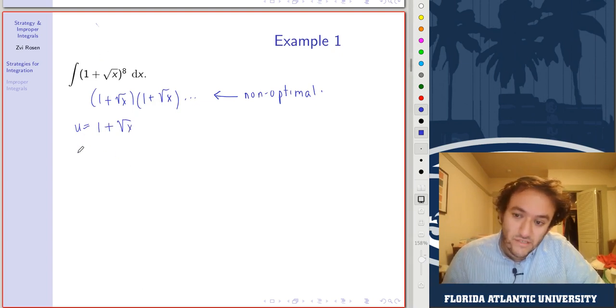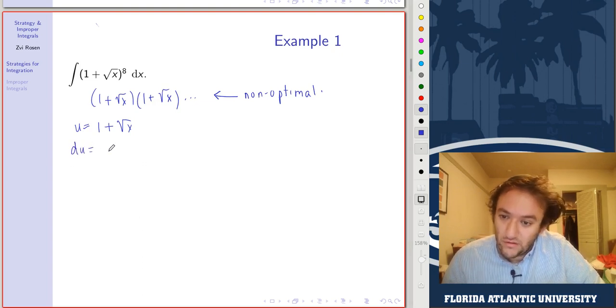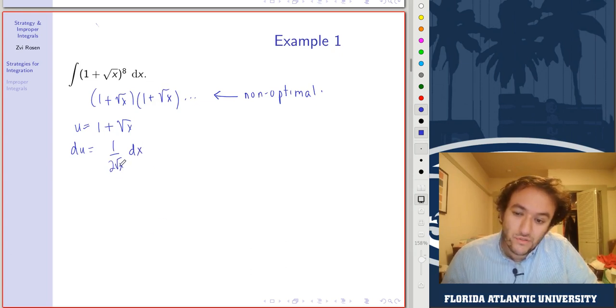Well, if u is equal to 1 plus the square root of x, then du is equal to, obviously the 1 vanishes, and x to the 1/2 becomes 1 over 2 root x dx. Well, 2 root x can also be written as 2 times u minus 1, because u is 1 plus the square root of x.